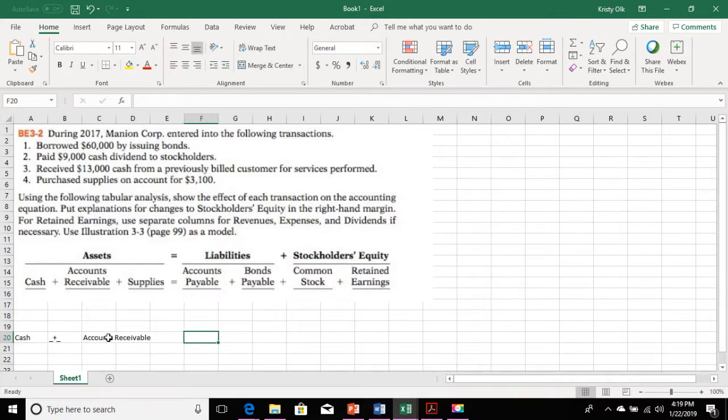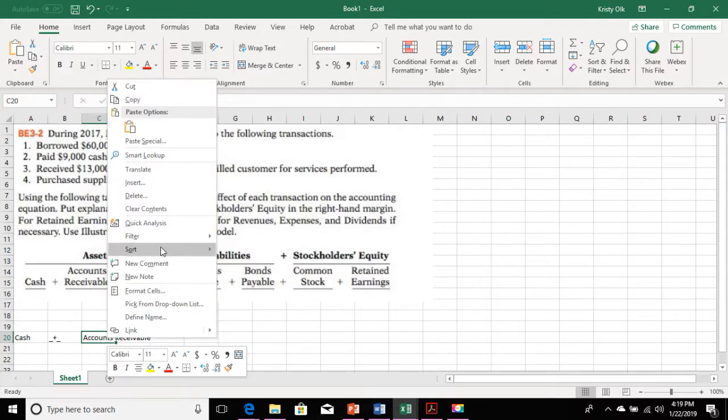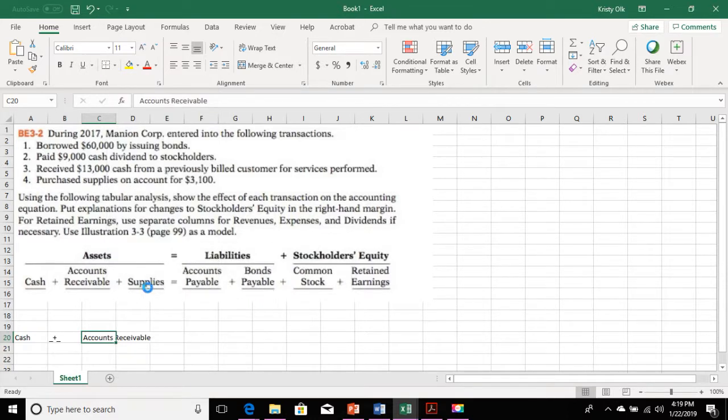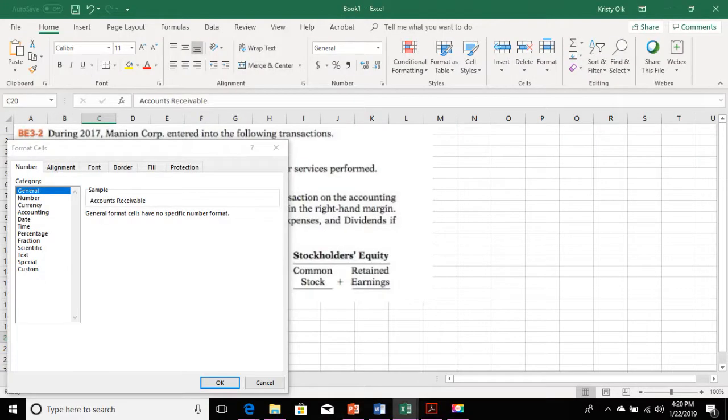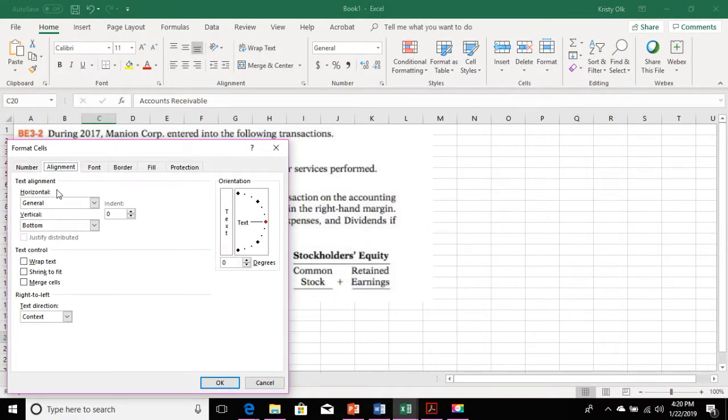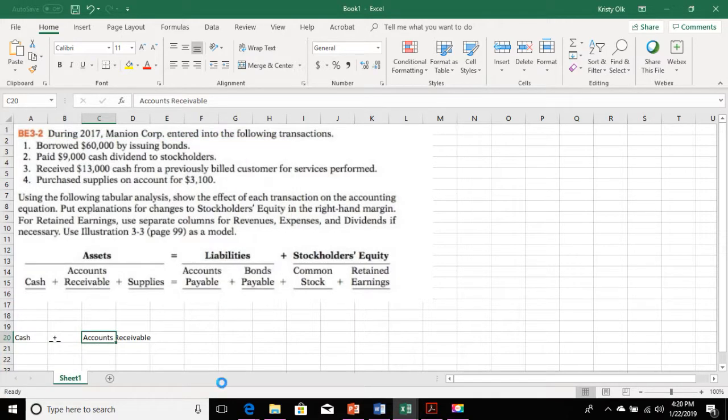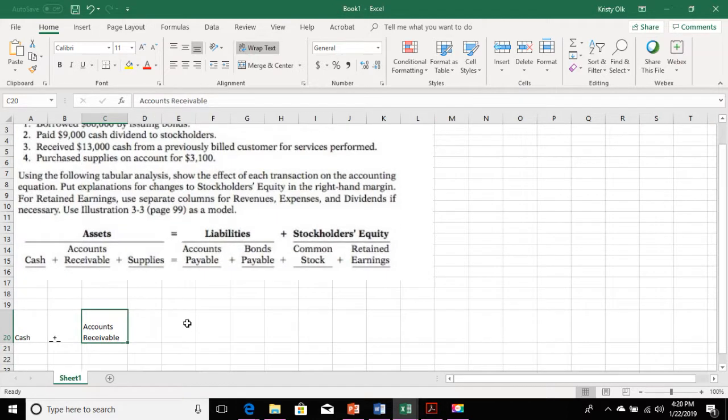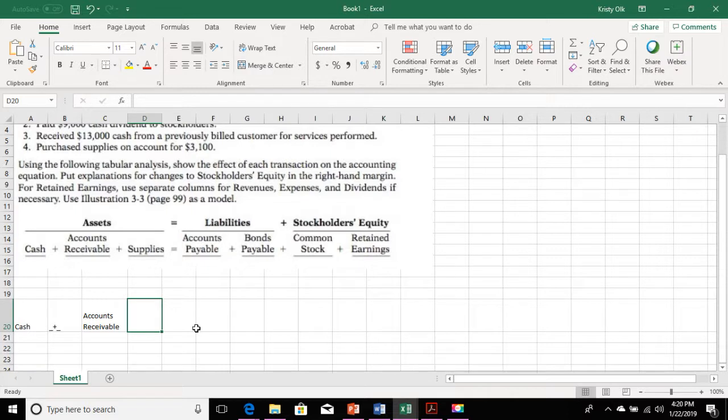So you see the word accounts receivable, a little too big. So if you right click and you go to format cells, my computer is very slow, so you'll have to forgive me. And you go to alignment and say wrap text. Then it opens it up a little bit more. Then the next one would be a plus, and then supplies. Same thing with the underscore and the equal sign.